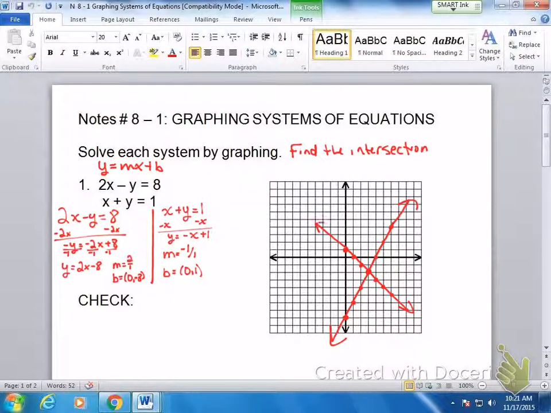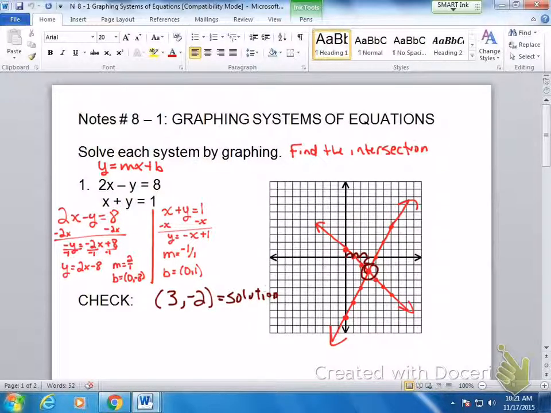And what we want to look for, guys, is where the intersection is. So if I look at my graph here, it looks like the lines cross at this point right here. That's over 1, 2, 3, down 1, 2. So the solution to our equations is (3, negative 2). That's our solution. And what that means is we could plug that point into both equations and it will work.